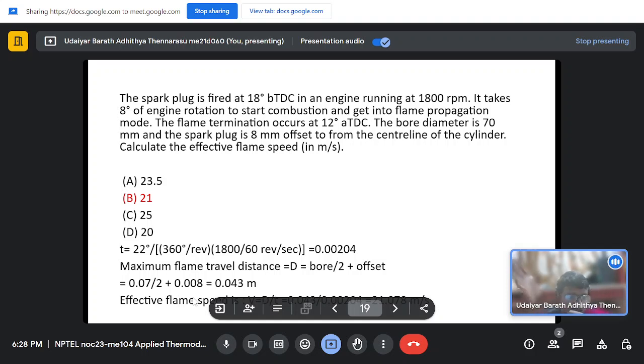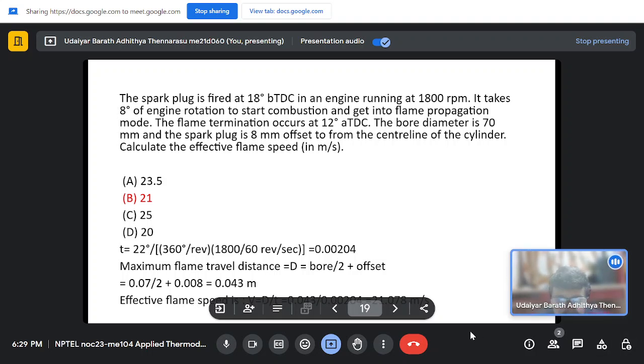It should also end at the maximum distance, the far away distance from the spark plug, and this far away distance is bore diameter by 2 plus the offset, because the spark plug is not at the center. So radius of the cylinder plus the offset. We know that the diameter of the cylinder is 70 mm, so 0.07 in terms of meter divided by 2 plus 0.008, this is the offset distance. So the maximum flame travel distance is 0.043 meter.